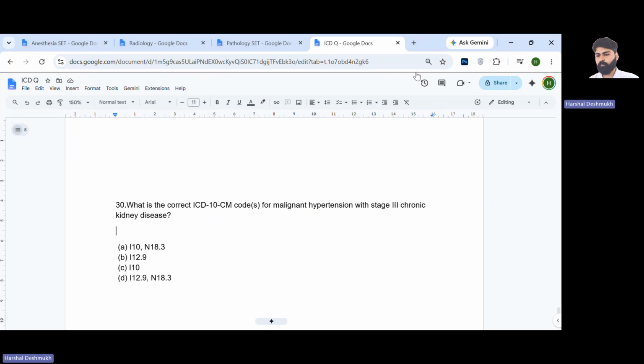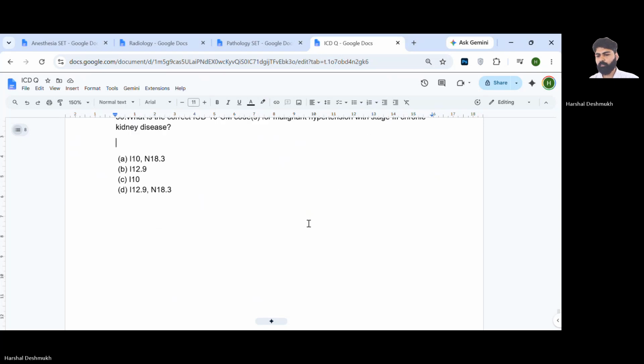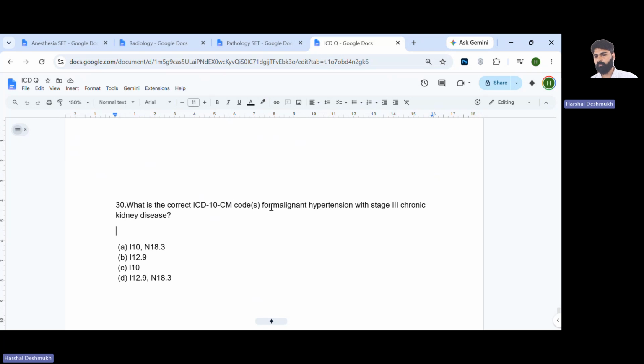All right, the answer to this question is option D, because you have chronic kidney disease stage 3. That means options A and D are the appropriate ones, so B and C are eliminated. Since hypertension and CKD have a combination code, the combination is I12.9. That is why option D is your right answer.